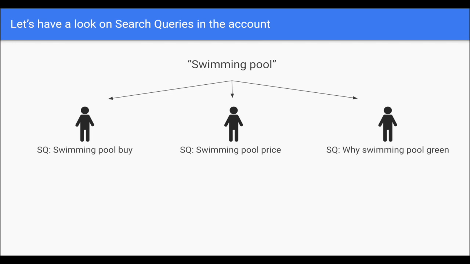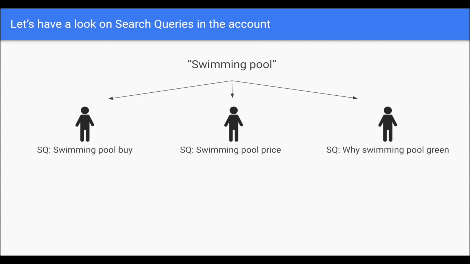The first guy was looking for "swimming pool buy", which is very relevant for us, and we actually like this guy. The second guy was looking for "swimming pool price". This guy is probably looking for the cheapest option or close to the cheapest. It's almost like the first guy, but a little bit different. He is very concentrated on the price from the very first step. And the third guy was looking for why his swimming pool is green.